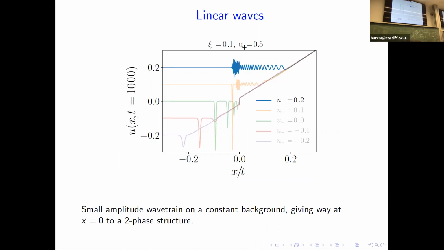All right, so let's start with the linear waves. It's a much simpler equation than looking at the full nonlinear equation. So for this picture, there's no solitary wave. We just have a linear wave train to the right, and then something complicated to the left of x equals 0.